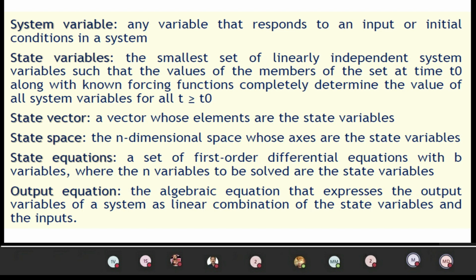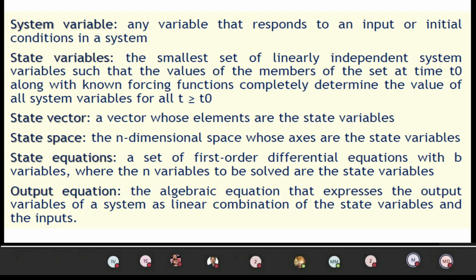A state variable is the smallest set of linearly independent system variables, such that the values of the members of the set at time t equal to 0, along with the known forcing functions, completely determine the value of all system variables for all t greater than 0. That is your state variable.